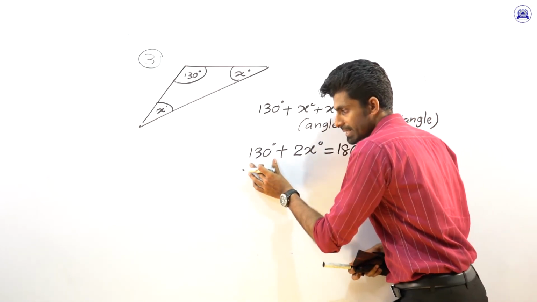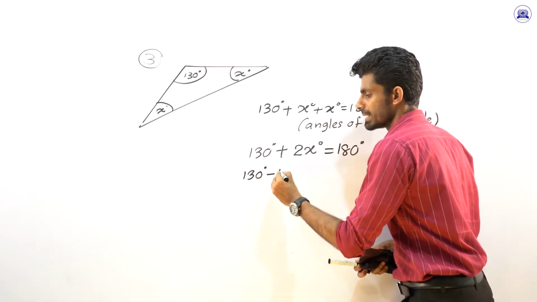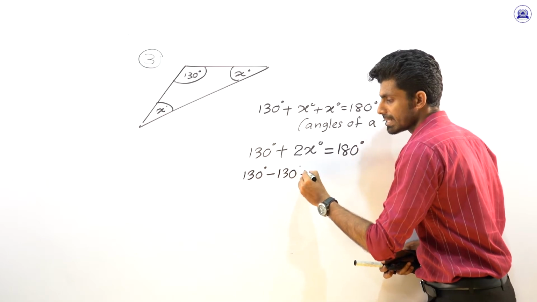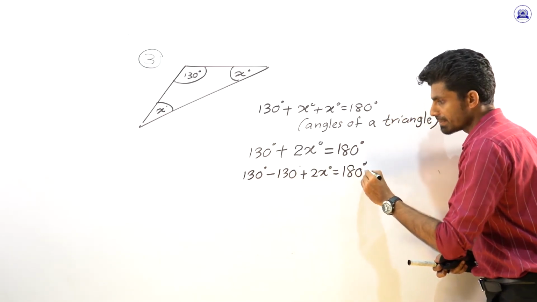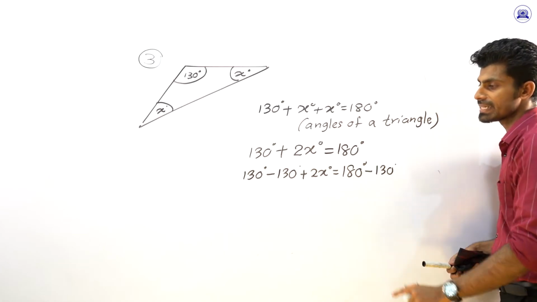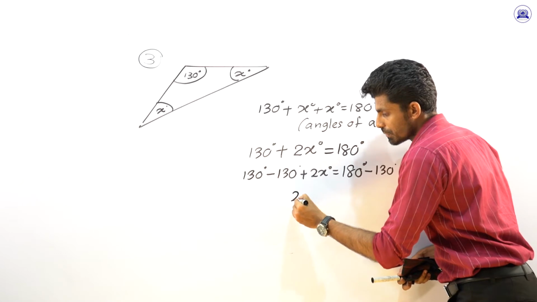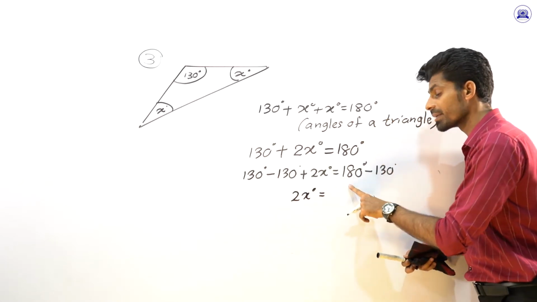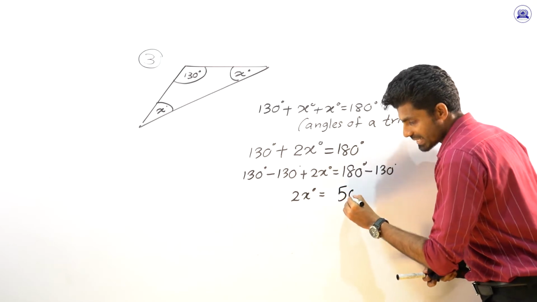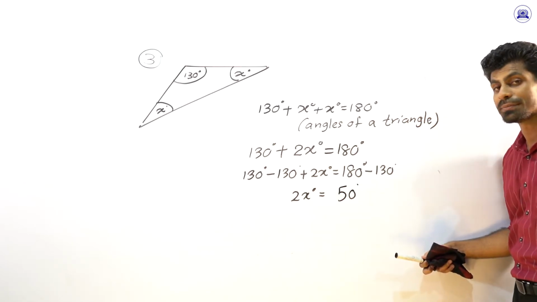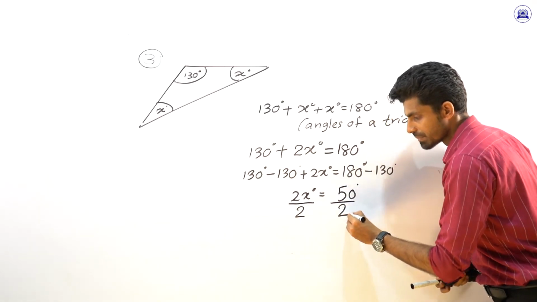So 130, I need to remove that one. To remove that 130, I need to add minus 130: 130 plus 2x minus 130 equals 180 minus 130. Then these two will be cancelled out. So 2x equals 180 minus 130. What is the value? 50. You need to divide both sides by 2.